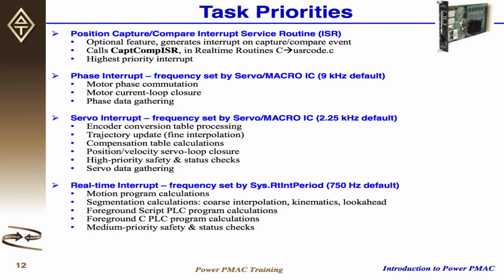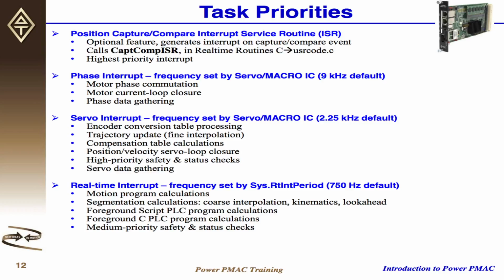After the servo update, there's another priority called the real-time interrupt, and this is generated based on the servo frequency. Every so many number of servo cycles, we get what's called a real-time interrupt. This is where the actual motion program calculations are done. All the segmentation, coarse interpolation, kinematics, and look ahead. So the basic trajectory generation from the motion program.